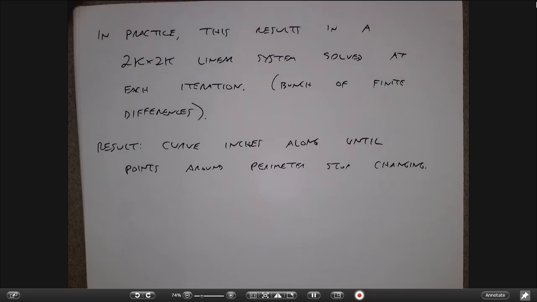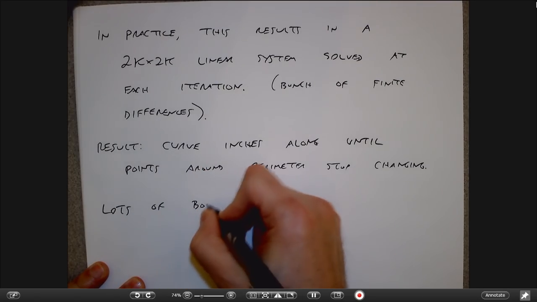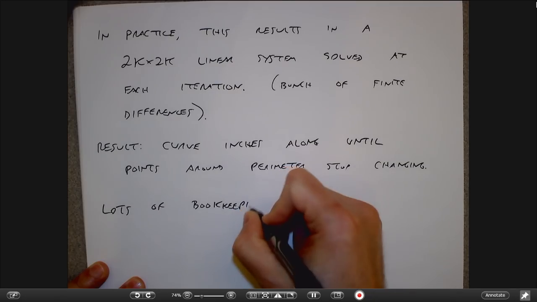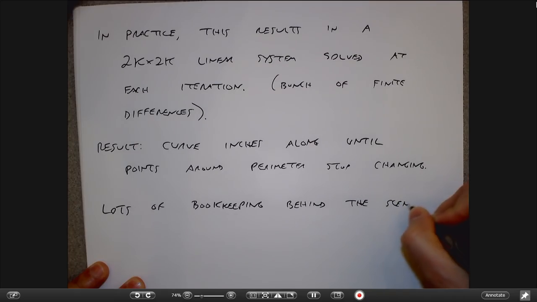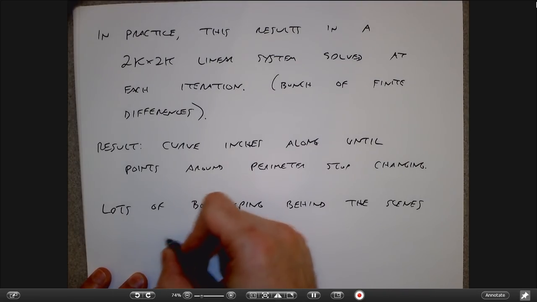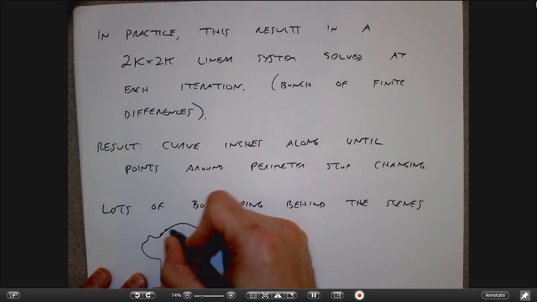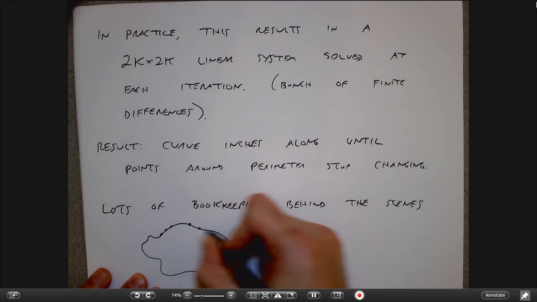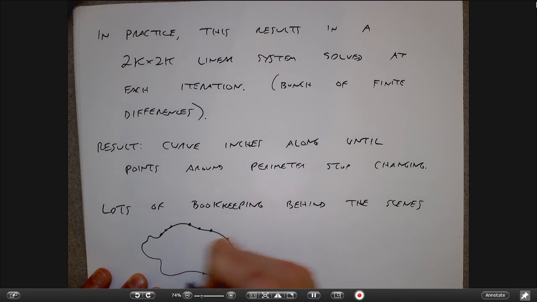And let me just say that if you're going to do this yourself, there is a lot of bookkeeping to do behind the scenes. Just to give you one example of what I mean: suppose that I have a curve at time t minus 1, and as a function of s, I find that my points around this curve are kind of non-uniform, right?